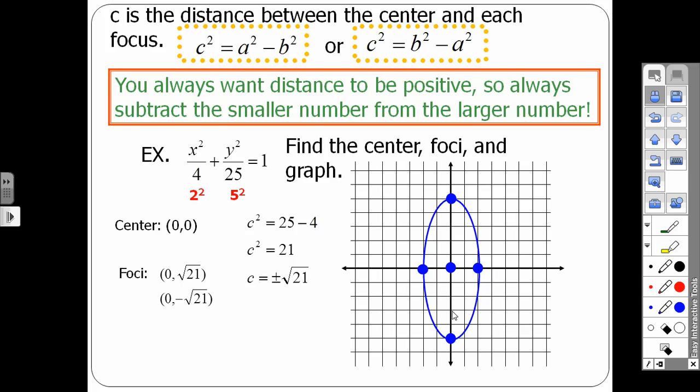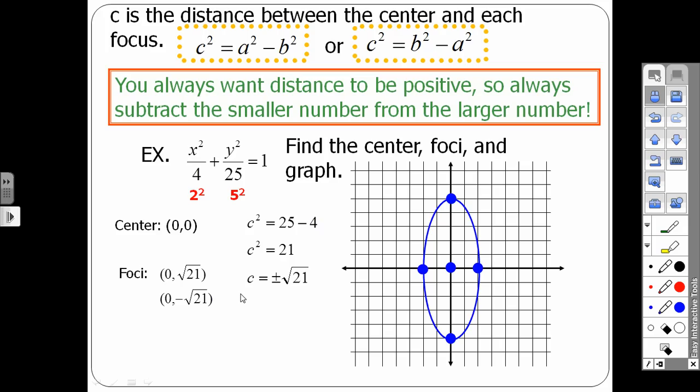And all you have to remember is that your foci are always going to be on the major axis. So once you've graphed it, you should have determined which one is the major axis. Or you can just look at it, the larger number was under y, so we're going to be adding and subtracting it to the y coordinate.